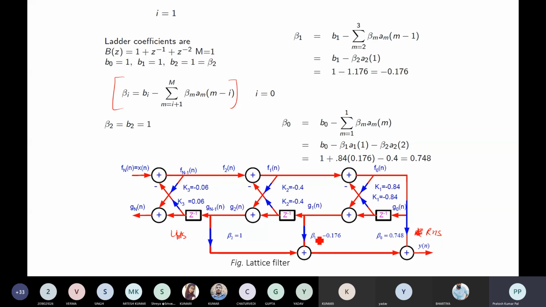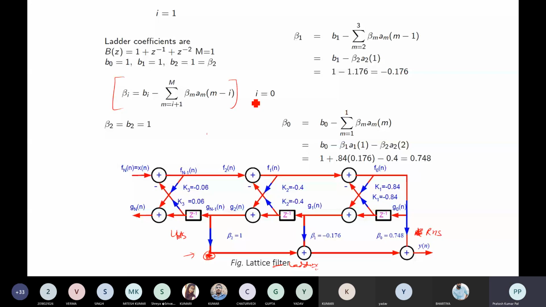So beta 0, beta 1, and beta 2, that's direct multiplication. Here no adder is used, because there is no other term, so no adder will be used at the last. So this is the lattice ladder realization. That is the total about the lattice and ladder of FIR and IIR systems.